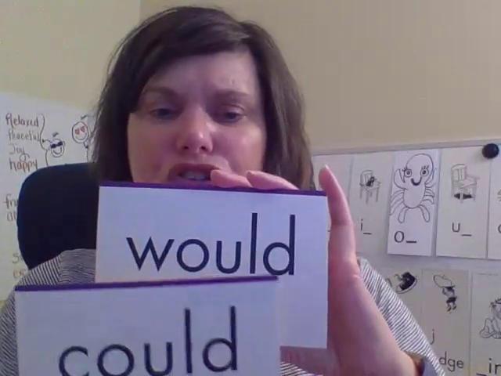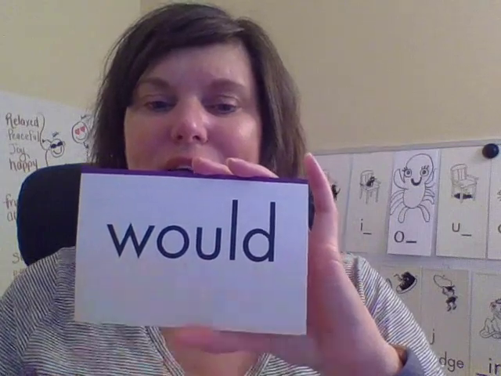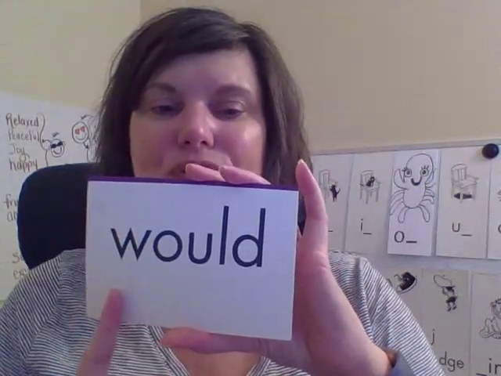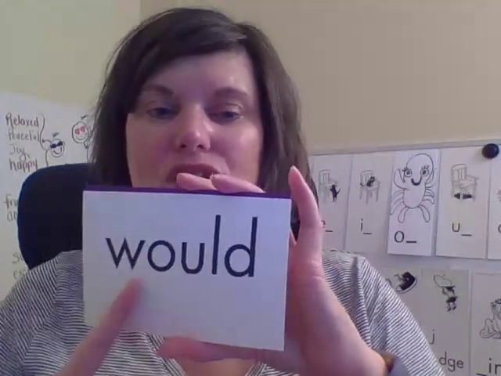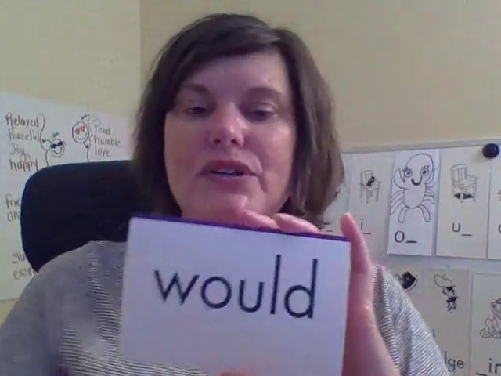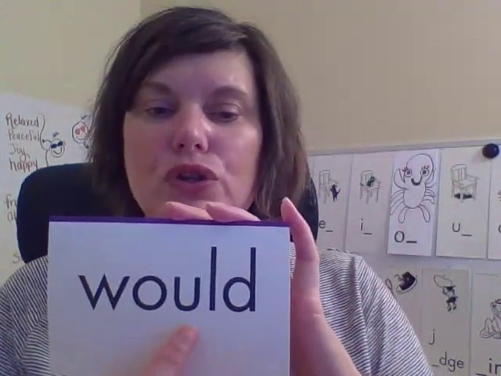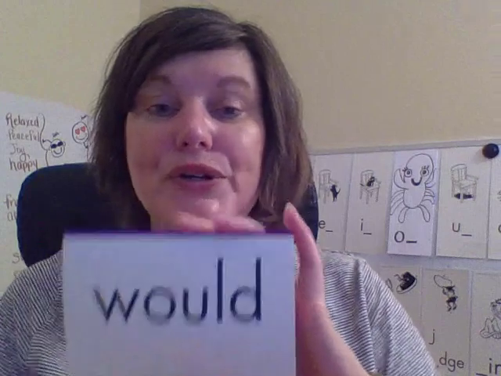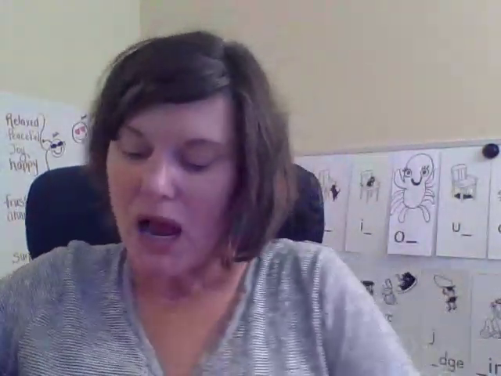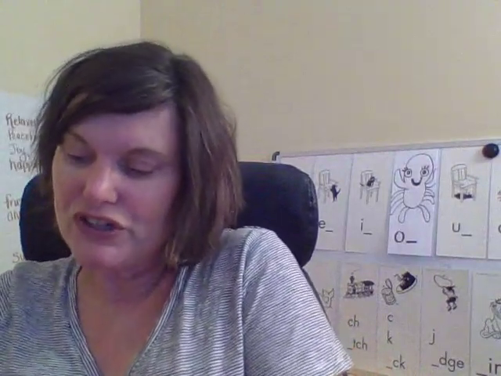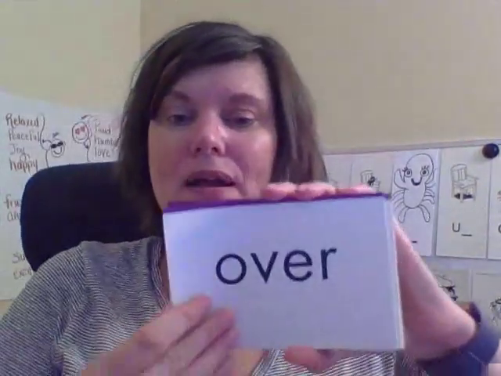The next word looks just like could, but it has a different beginning. So this one is, instead of could, it is would. W-O-U-L-D, would. Would you like to go for a walk as well? All right, the rest of our sight words, let's just read them.